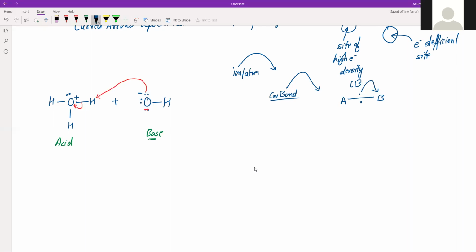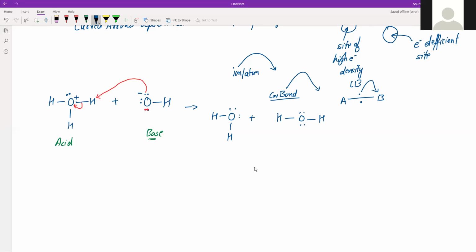Don't just start this arrow from any point. It will start from the lone pair, that is the electron rich area, and it will end at H, which is the electron deficient site. So now what will happen then? This will give us the product, that is H3O plus, and the second one is HOH.